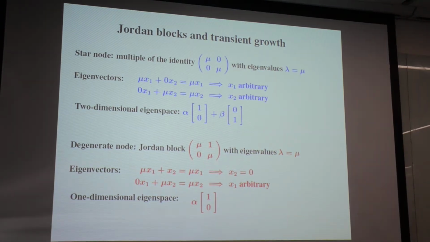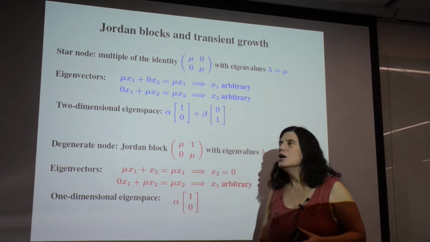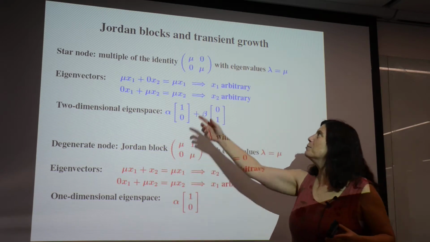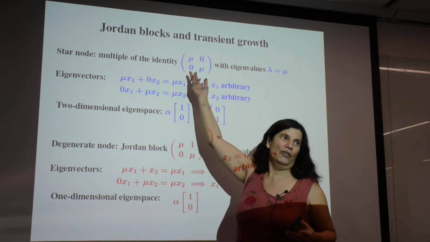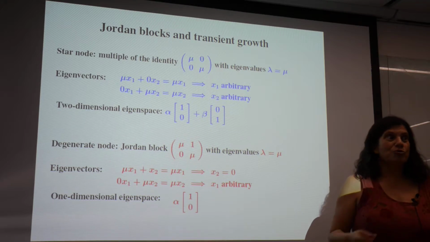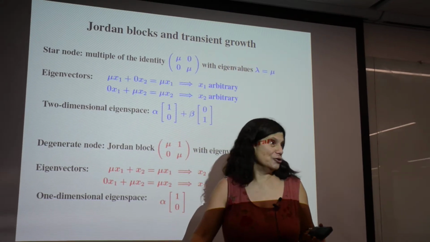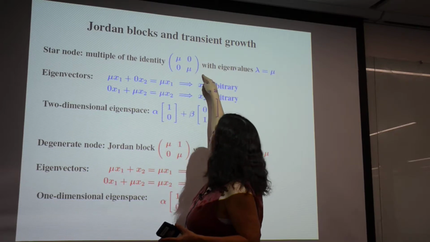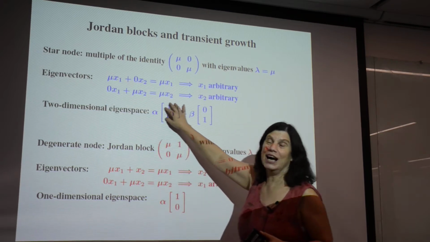So, star node, and now that's reminding me to use this word node, which is a fixed point, and supposing its Jacobian is a multiple of the identity. So you can see what its eigenvalues are. They're right there on the diagonal. That's a matrix with 2 eigenvalues that are both equal to mu. So it's a single eigenvalue, a double eigenvalue. Okay, let's look for its eigenvectors. Well, we're going to write mu x1 plus 0 x2 equals mu x1, and 0 x1 plus mu x2 equals mu x2. This is the equation to determine the eigenvectors.